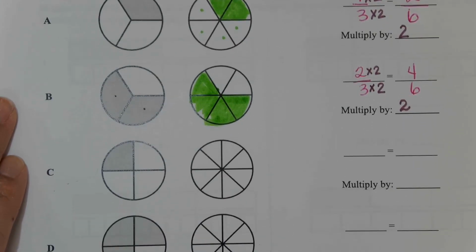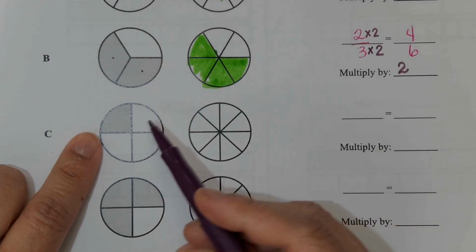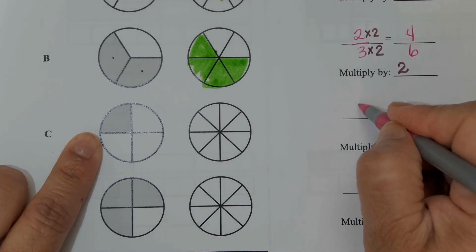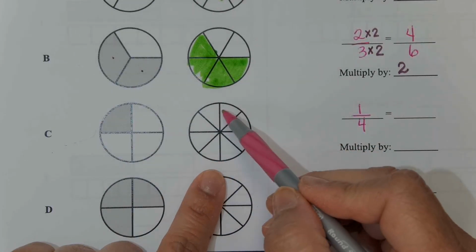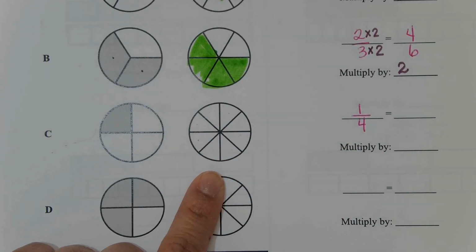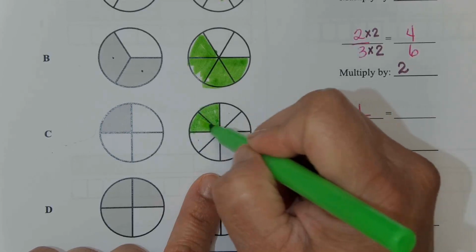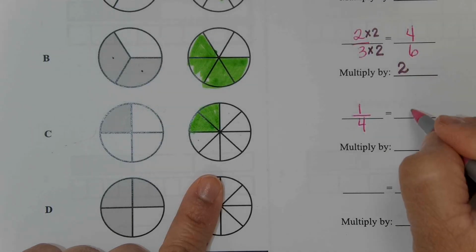Letter C. What fraction is shaded on the left circle? 1 out of 1, 2, 3, 4. 1 out of 4. Look at the right circle. How many equal parts do we have? 1, 2, 3, 4, 5, 6, 7, 8. We have 8 equal parts. How many parts do we need to shade to equal 1/4? Well, we need to shade in 1, 2. We need to shade in 2 out of 8.